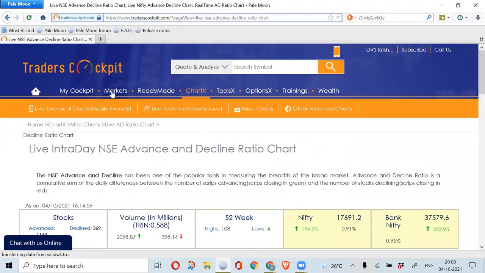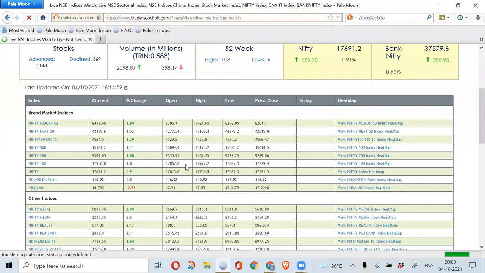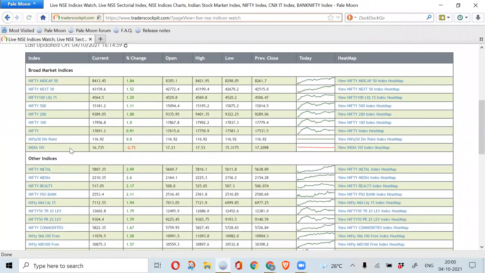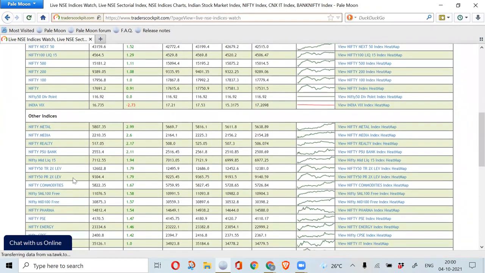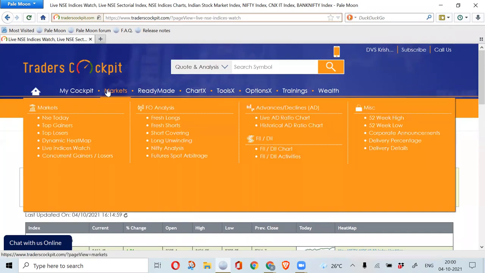In addition to these live advance decline ratios, we also have FII and DII charts. And then we also have delivery percentage charts, 52-week high charts, 52-week low charts, and live indices watch. The live indices watch will give you a cumulative understanding of the gains of each and every individual index in the market, like Nifty Metal, Nifty Media, Nifty PSU Banks, all the individual sectors, what are the gains and what are the losses. Accordingly, you can get complete data here. So by looking at this market segment, we can understand the broader outlook, the broader movement of which direction the market is going to move.